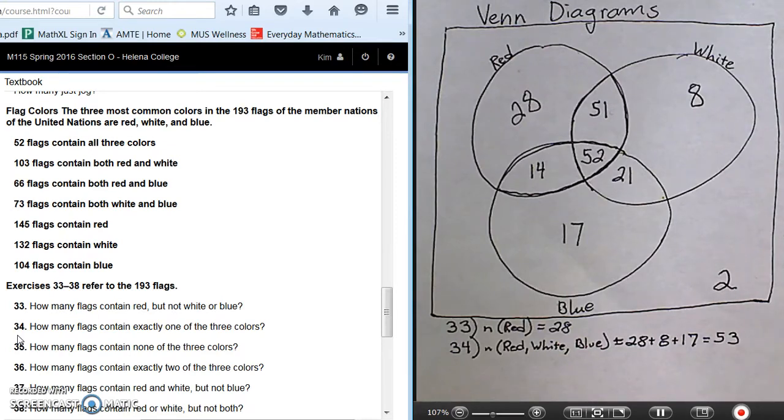I want to double check that on the calculator. Yes. Question 35. How many flags contain none of the three colors? Fortunately, earlier I determined that there are two flags that contain no red, no white, and no blue. Number 36. How many flags contain exactly two of the three colors? We only want two colors.